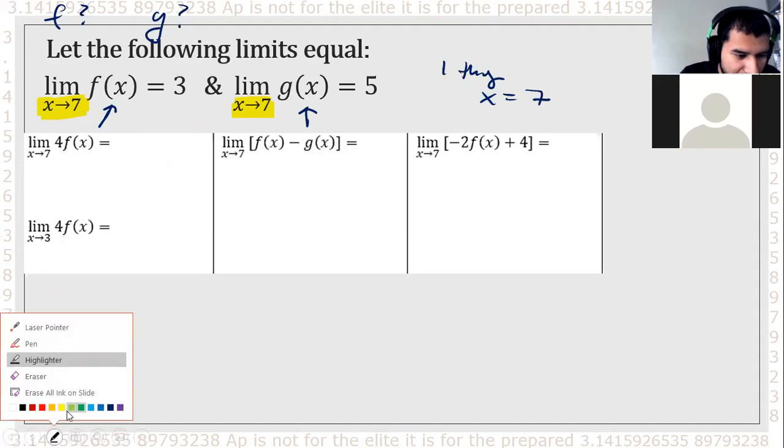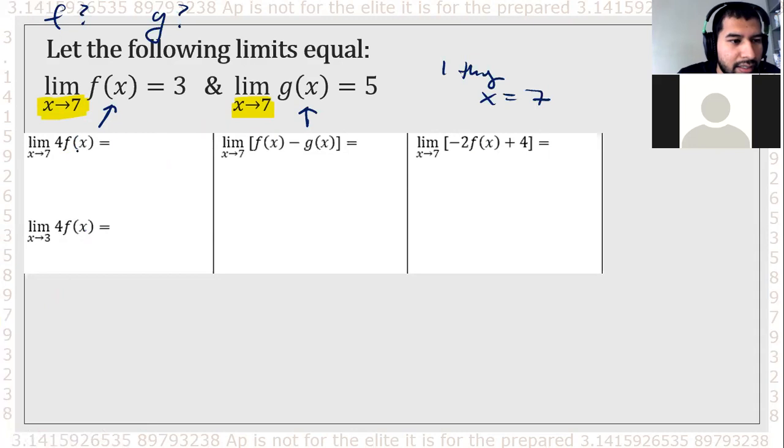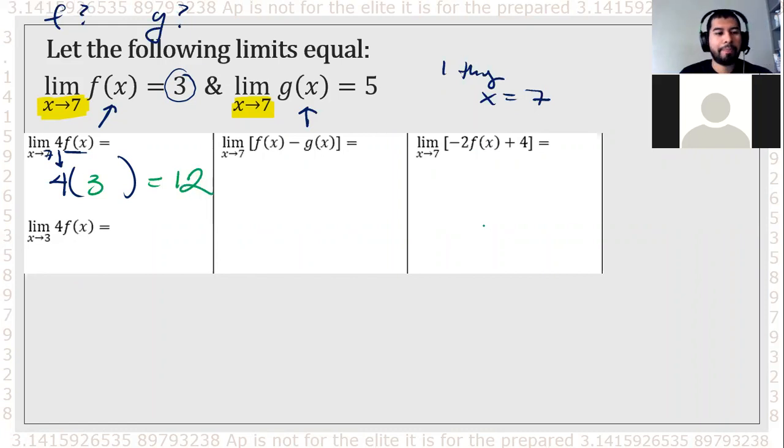Well, guess what, guys? It's not that bad. It's just telling us that this right here, f of x, if you see an f of x and you see the 7, it's automatically a 3. So this is 4, right? The 4 just drops down. 4 times the 3, which gives me 12. Any questions on that so far?